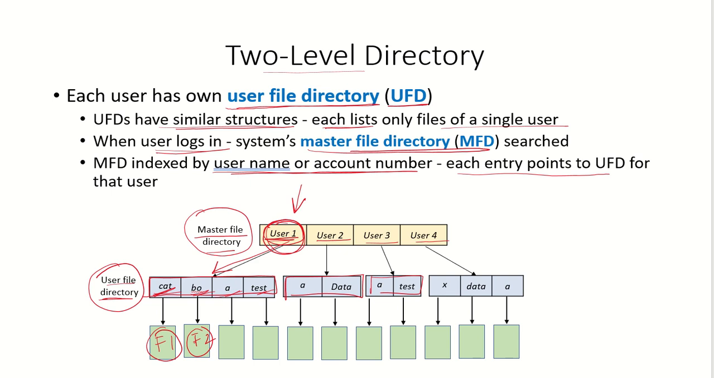In this way, because each user has their own user file directory, multiple users can have the same name for different files. Like user 1 is using file name A for this particular file, and user 2 is using the same file name A for this particular file. User 3 can also use the same name, and so on. So the naming problem is not there.